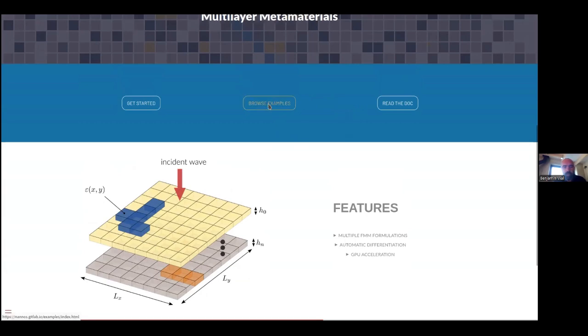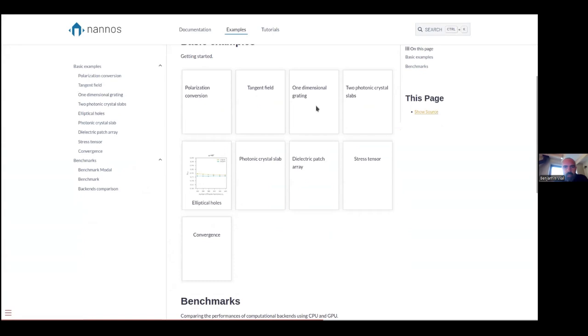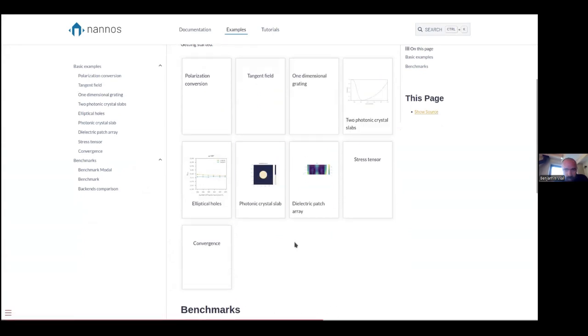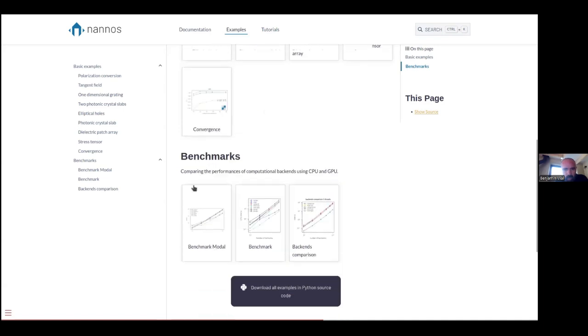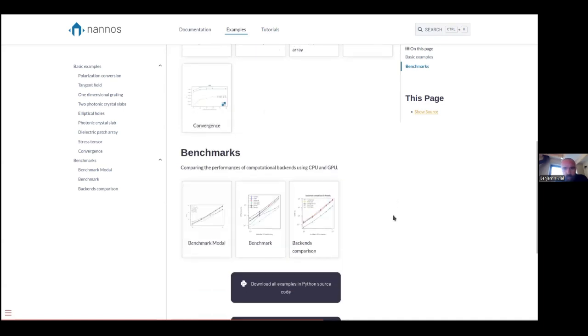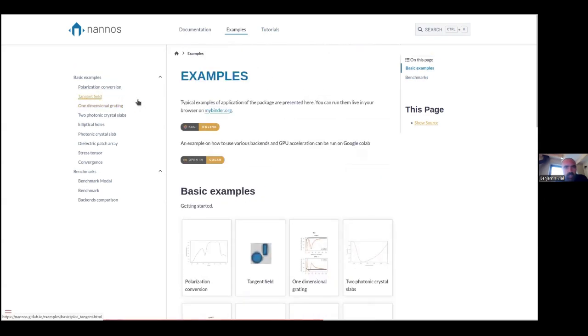For example, here there should be some of them about convergence of the Fourier modal method with the number of harmonics and comparison with the literature. There are some benchmarks to see what the different backends are doing. And there are some tutorials as well on how to define geometries and how to compute gradients for the simulations.